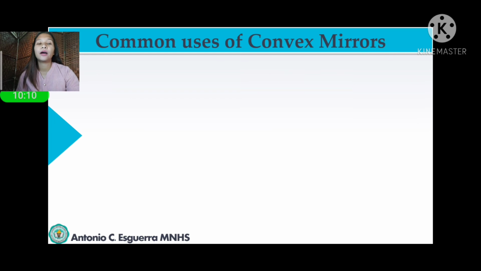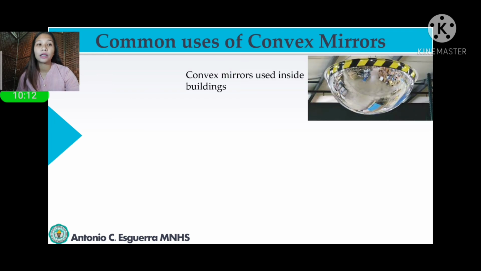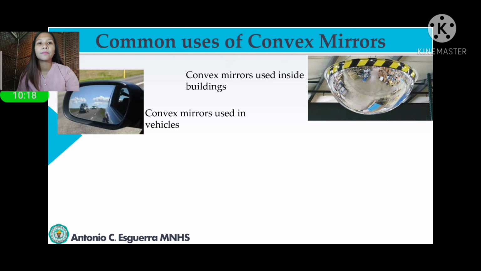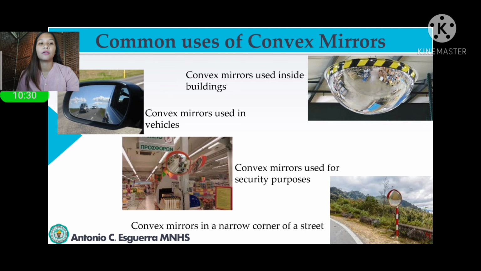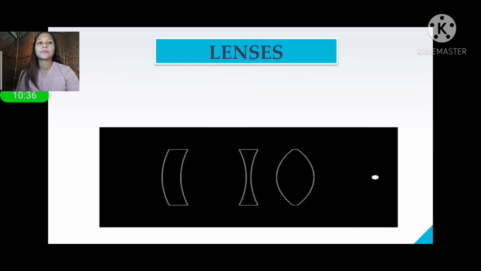We can look at the common uses of convex mirrors. They are used inside buildings for security purposes. Convex mirrors are used in vehicles to see what is behind the car. They are also used for security purposes, of course, and at narrow corners of the street.